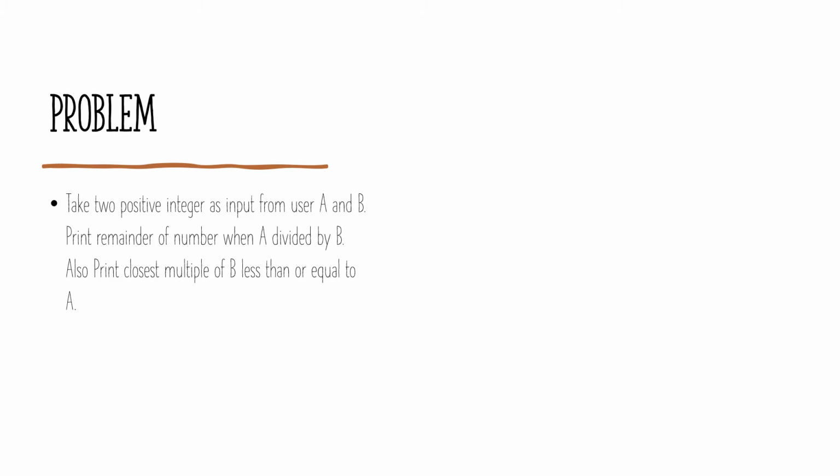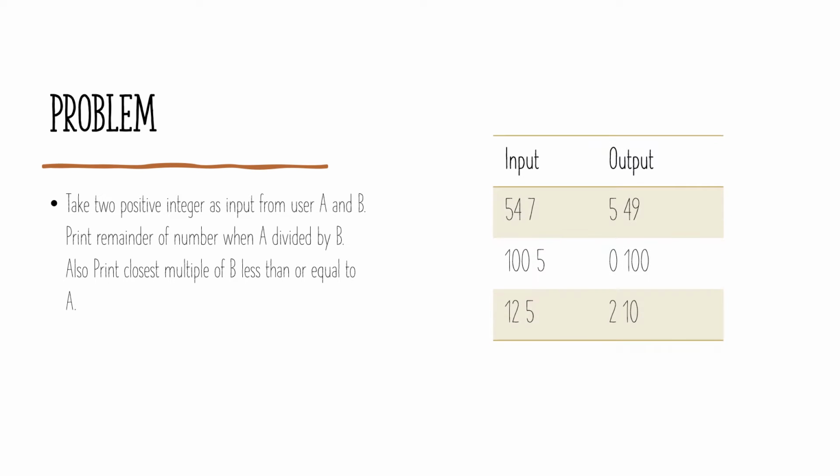Now let's try to solve this problem. Take two positive integers as input. Print remainder of number when a is divided by b. Also print closest multiple of b less than or equal to a. Let's check some examples. 54 and 7. Remainder of 54 by 7 will be 5 and closest multiple will be 49. 100 and 5. Since 100 is divisible by 5, remainder will be 0 and closest multiple is 100. 12 and 5. Remainder of this will be 2 and the closest multiple will be 10.